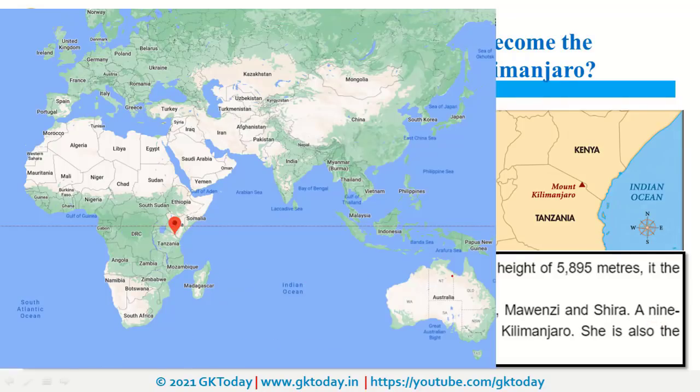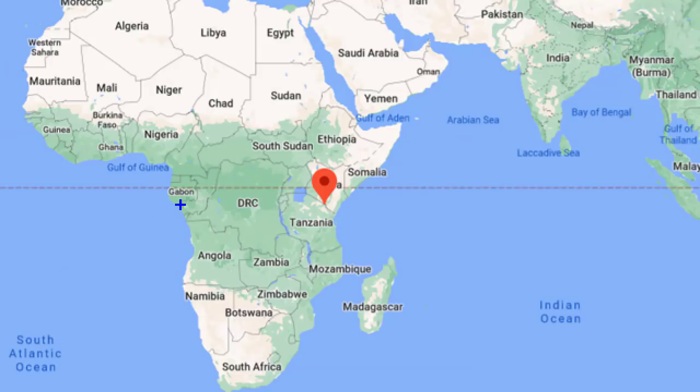Now let's see the location of this Mount Kilimanjaro on world map. So this is African continent and you can see this red spot. This is the place of this Mount Kilimanjaro. So from this map you can understand that countries like Ethiopia, Somalia, Kenya, Tanzania, Mozambique, they are on the eastern side of African continent. And this is so-called Horn of Africa. Answer in comment box which countries are the part of Horn of Africa.